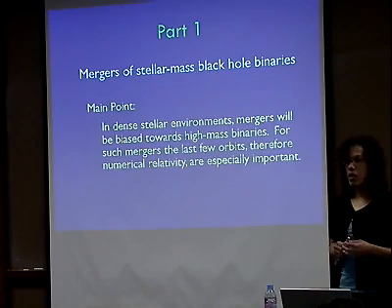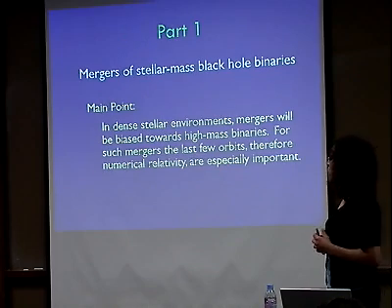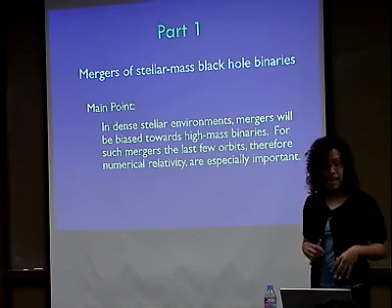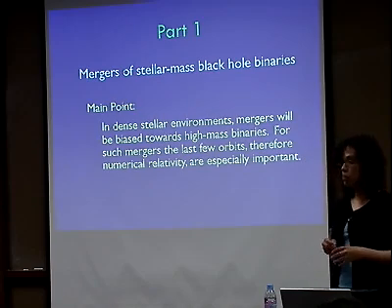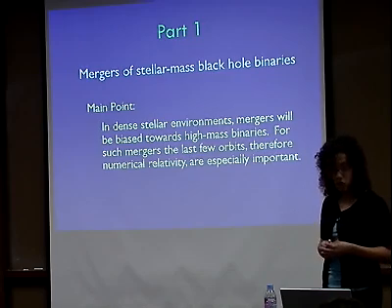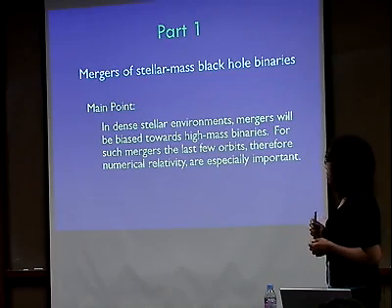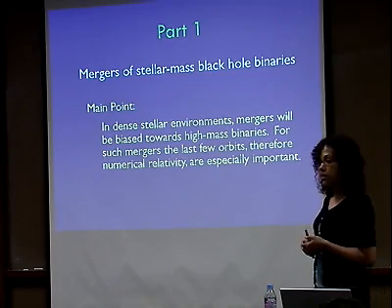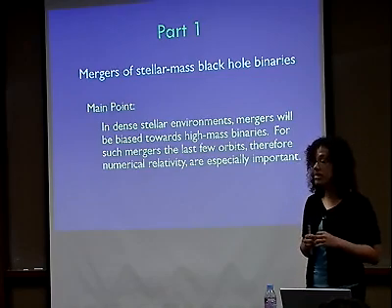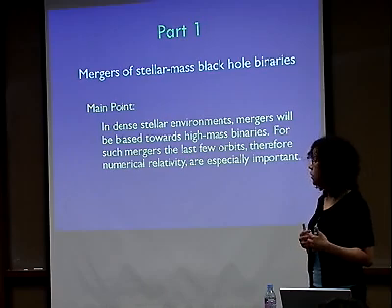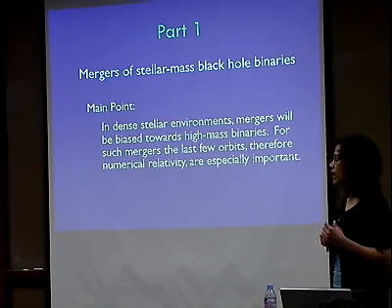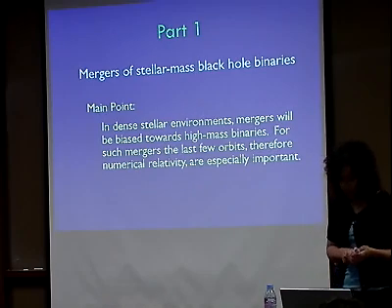So in this first part, I'm talking about the LIGO regime, merging stellar mass black hole binaries. And the main point that I want to make is that in dense stellar environments, mergers are going to be biased towards the higher end of the stellar mass spectrum. In this case, that means that the frequency is lower, so the last few orbits in the inspiral, the merger and ringdown are going to play a particularly important role. So numerical relativity is very essential in determining these waveforms.